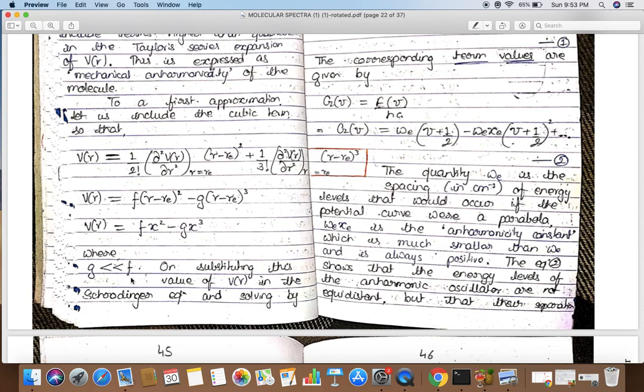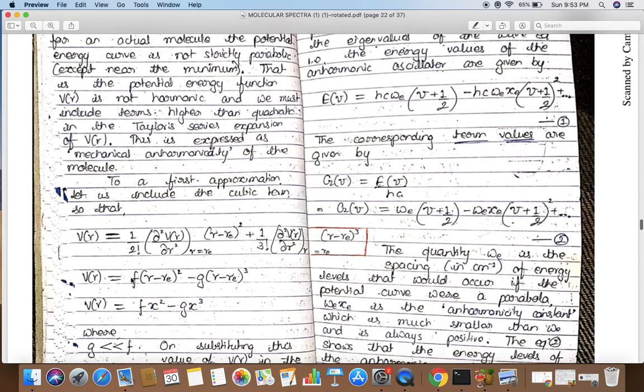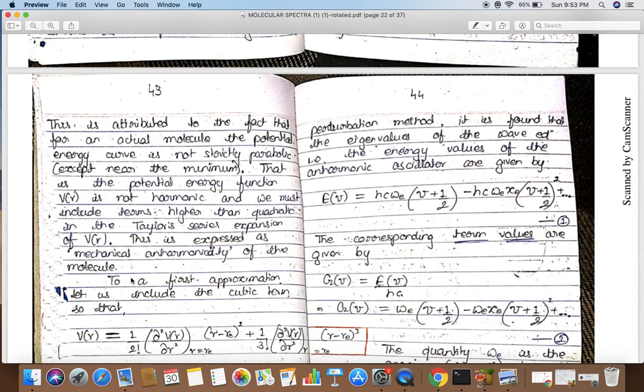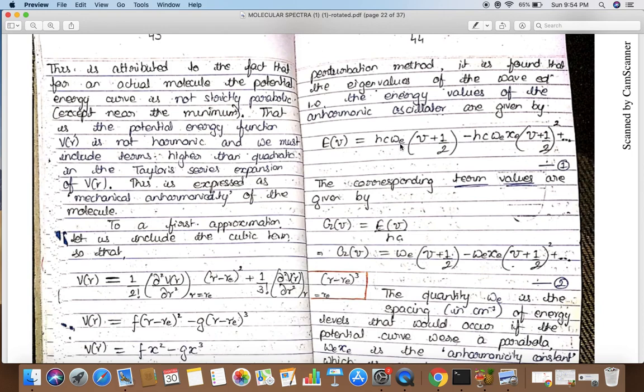Once you substitute this value of V of R in the Schrodinger equation and solve it using perturbation theory, which involves very tedious algebra, at this juncture we do not need to find the solutions of the Schrodinger equation for the anharmonic oscillator, and we directly give the eigenvalues. Then E of nu is equal to hc omega e, nu plus half, minus hc omega e xe, nu plus half whole square, and so on.